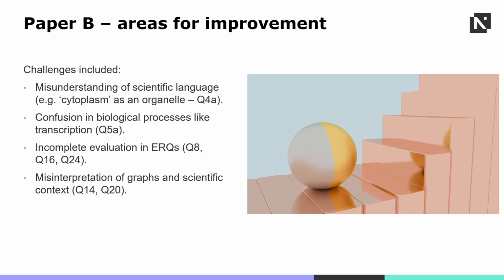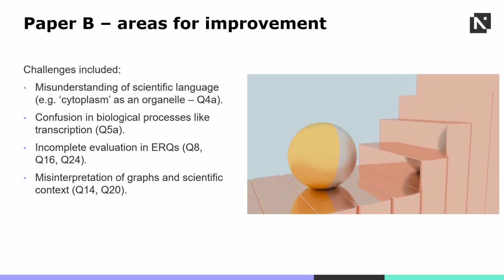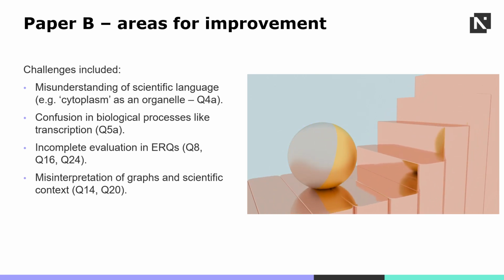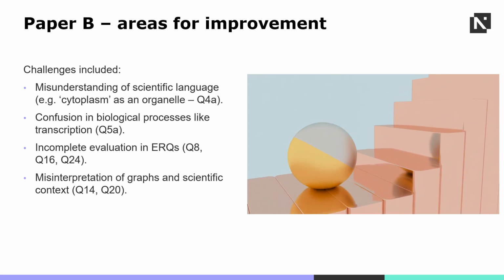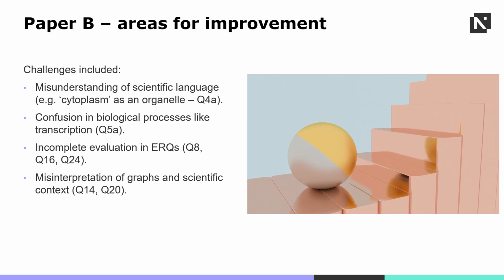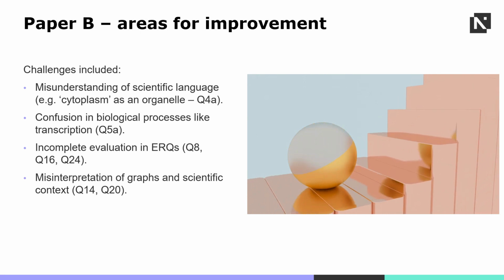Although paper B showed some promising areas, there were also some clear challenges that the students encountered. One key issue was the misunderstanding of scientific language. For instance, in question 4A, several students incorrectly identified cytoplasm as an organelle, which highlights a need for more precise use of biological terms. There was also confusion in biological processes, particularly in question 5A, where many students struggled to accurately explain transcription. Some responses confused it with translation, while others included fundamental errors.